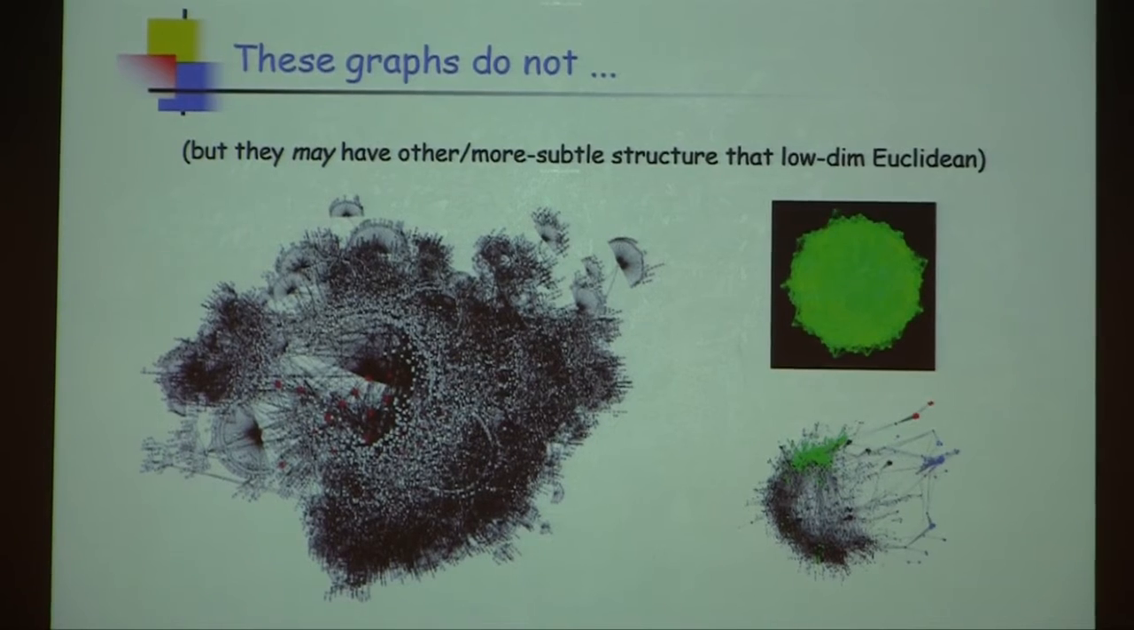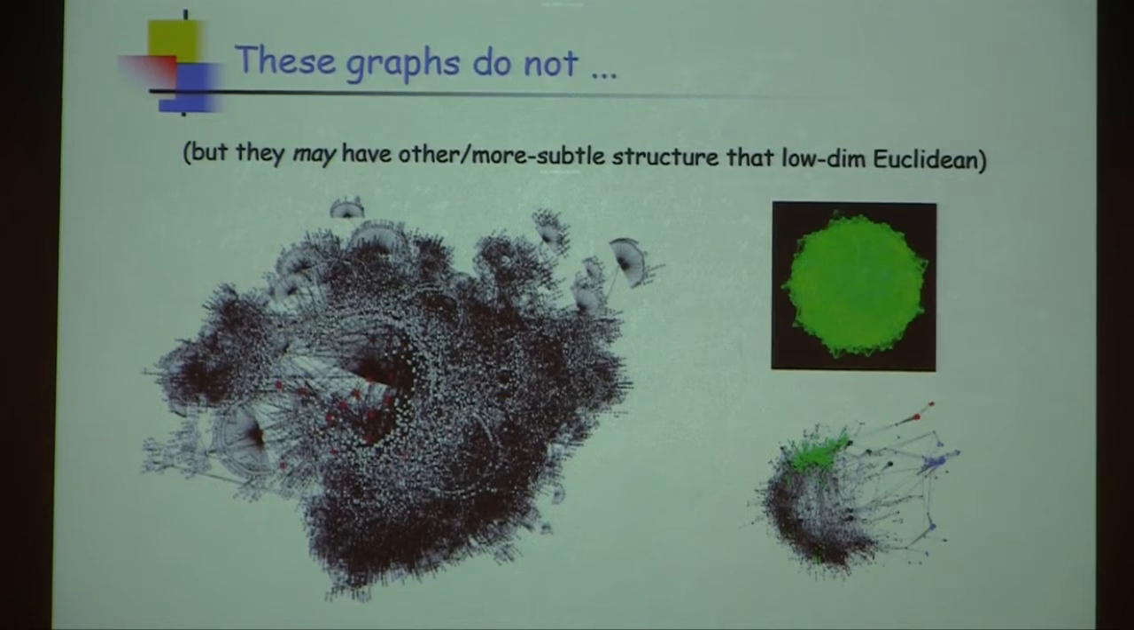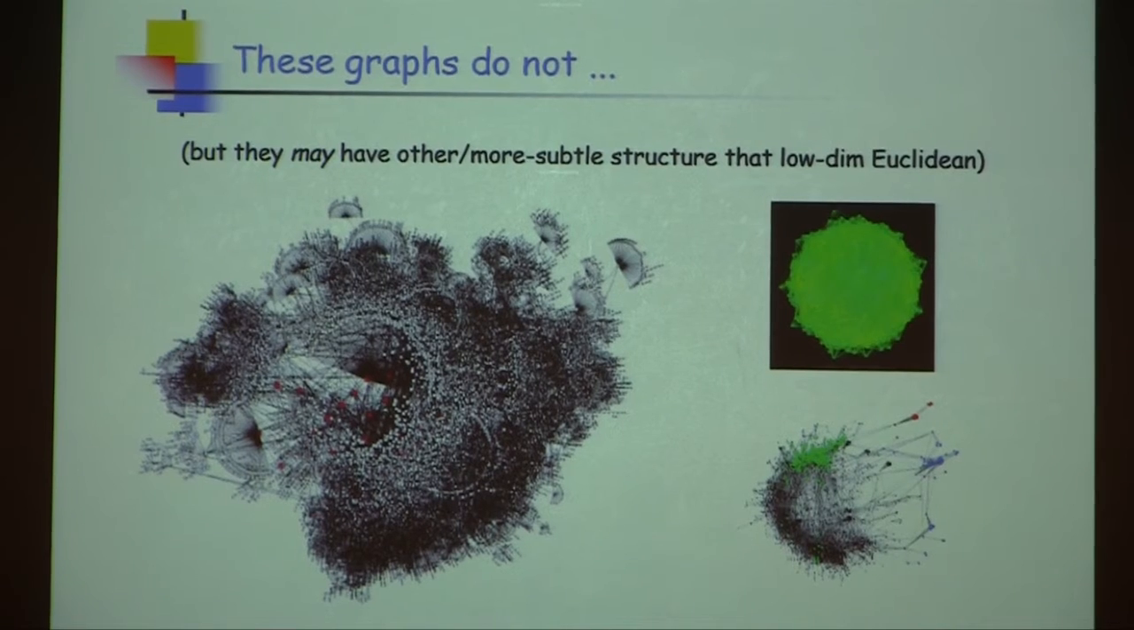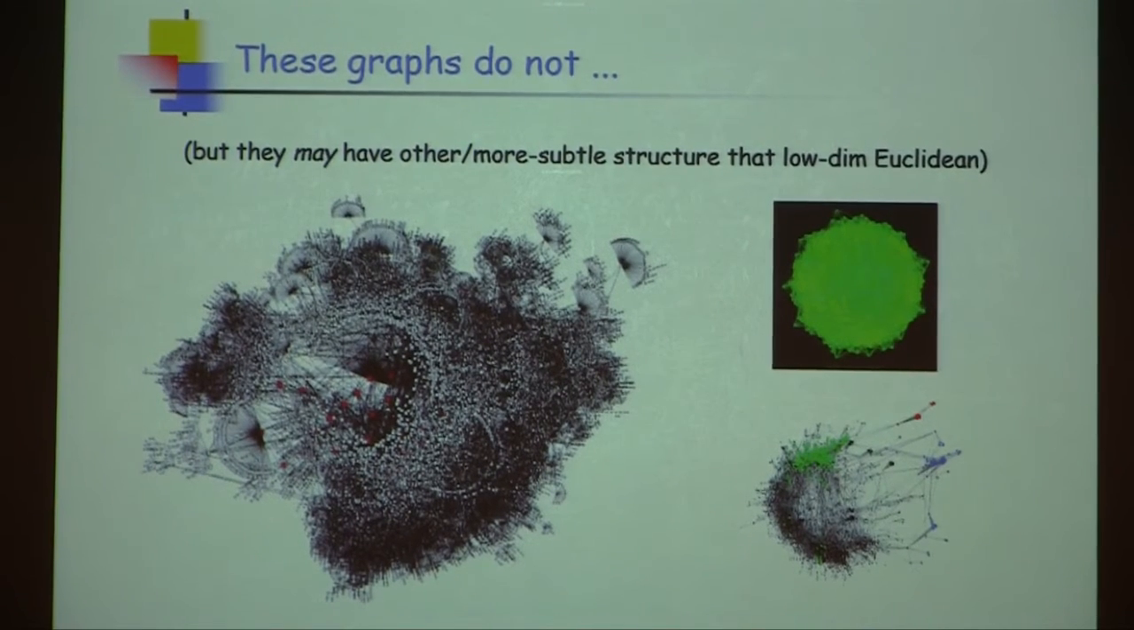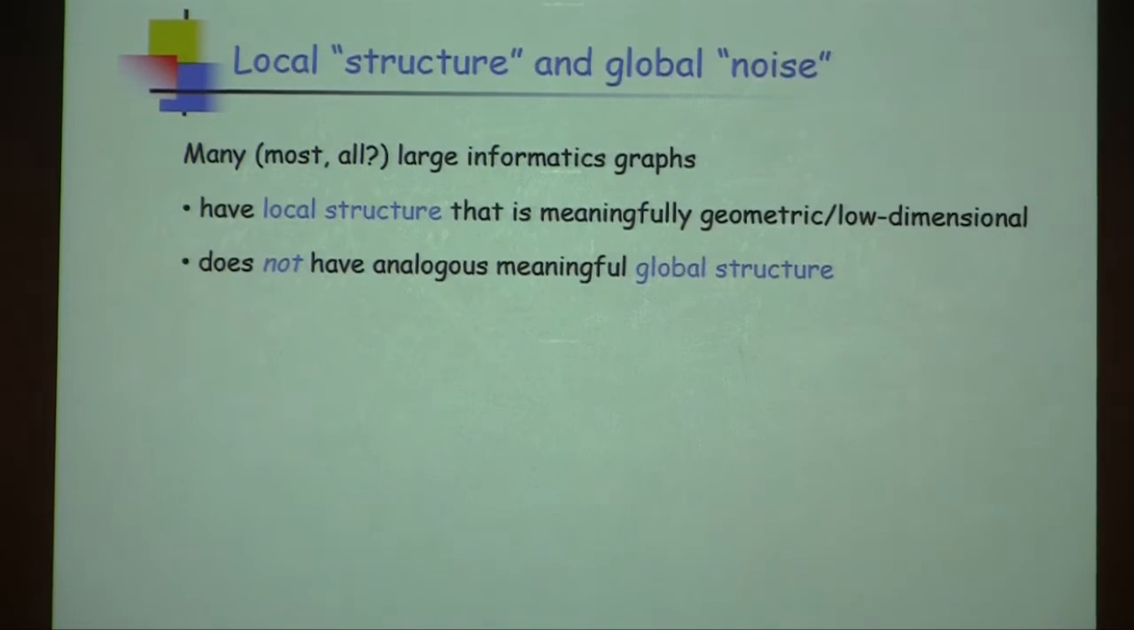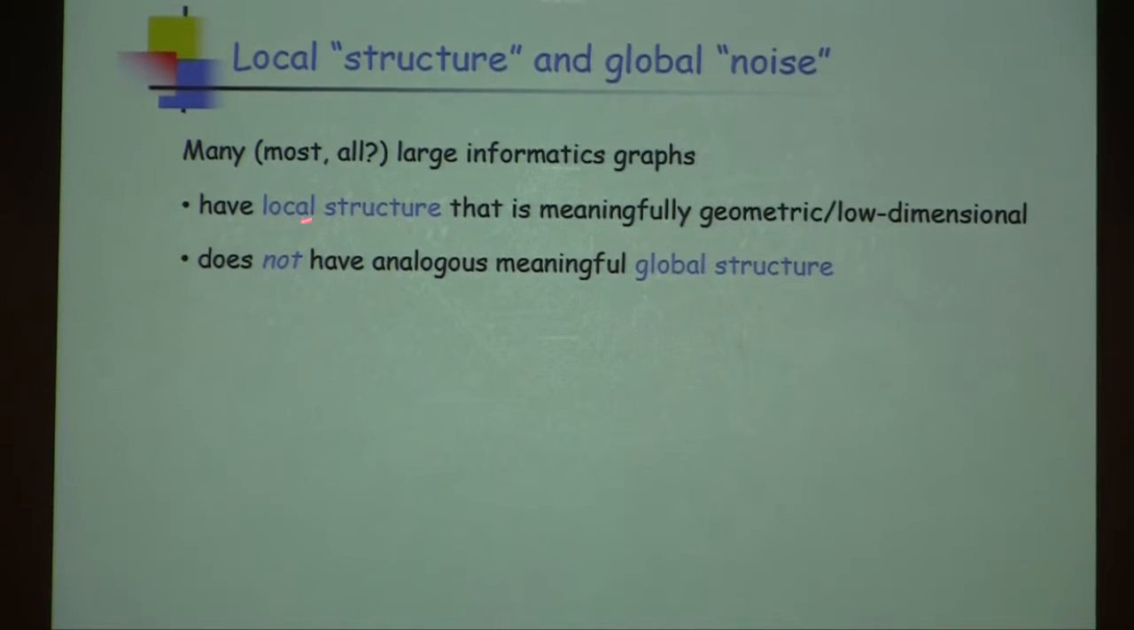can we take the tools people use, SVD, latent semantic analysis, that have strong geometric assumptions that buy you a lot in terms of inference and prediction and machine learning, and maybe do a local version of them, because we've seen that oftentimes there's some sort of local structure, and then have them maybe degrade gracefully at larger size scales. So the claim is going to be that most, or all, large informatics graphs have some sort of local structure that's meaningfully geometric or low dimensional or nice, and do not have analogous global structure.